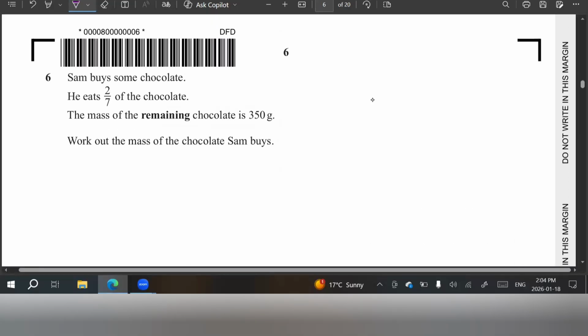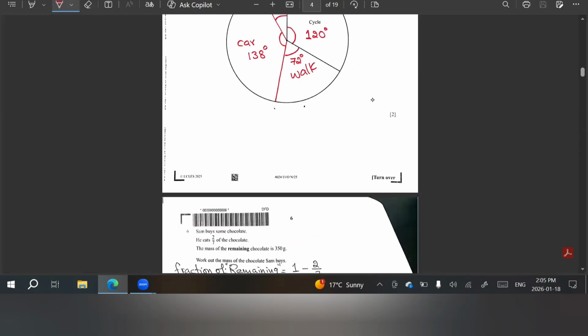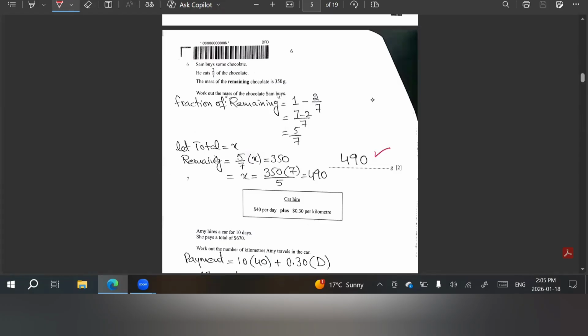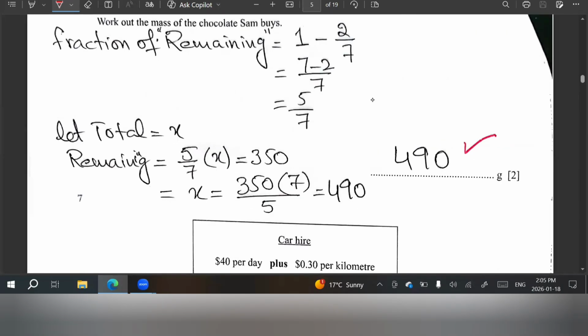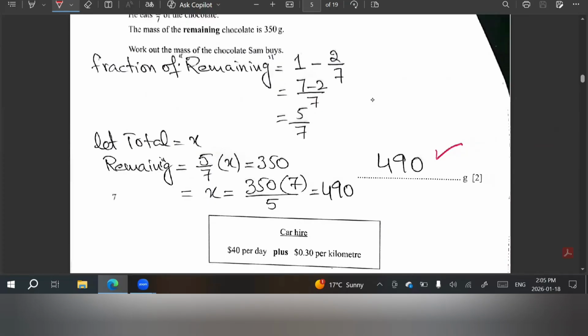He says, Sam buys some chocolate. He eats 2 by 7 of the chocolate. The mass of the remaining chocolate is 350 grams. So we know that this is the proportion which he has eaten. First of all, I can find out the fraction which is remaining. The total in the fraction is always 1. So from 1 minus 2 by 7, you will get the fraction which represents the remaining chocolates.